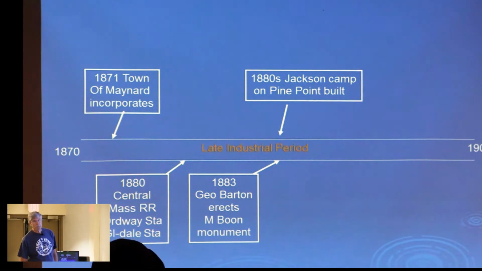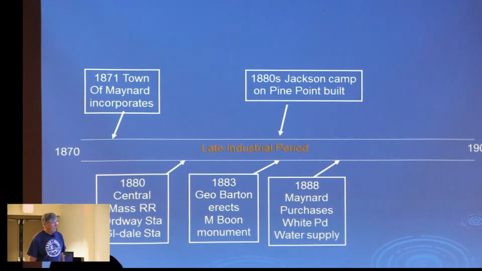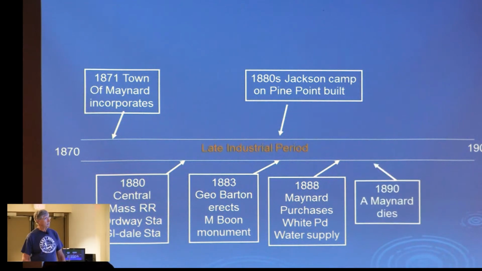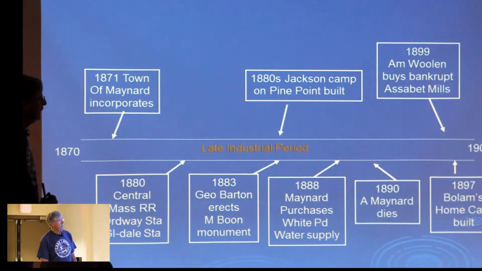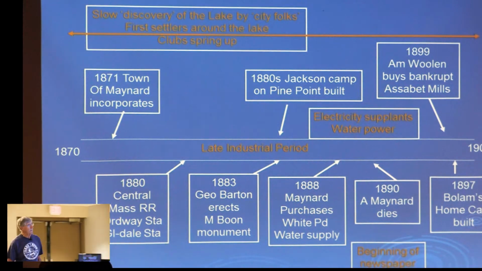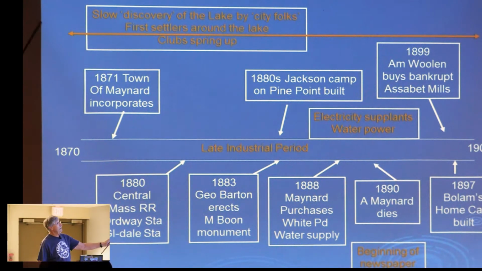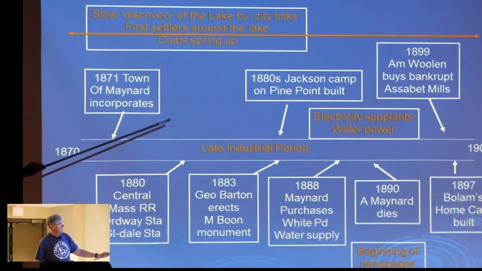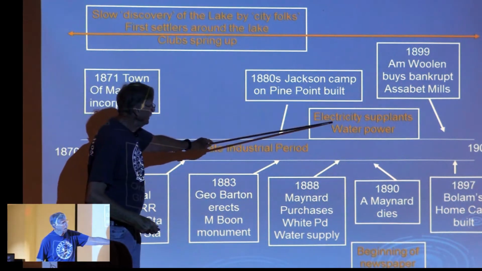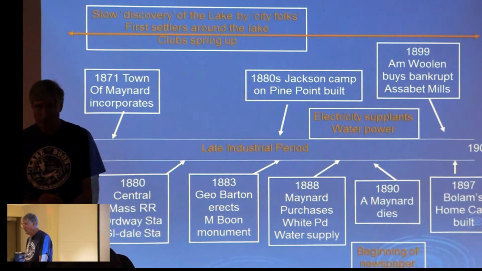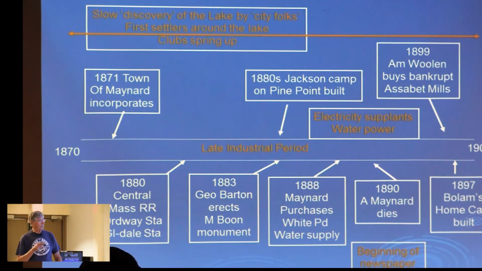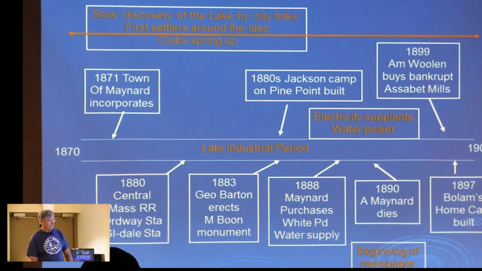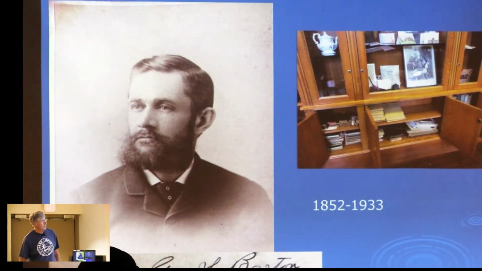Okay, Jackson Camp on Pine Point, early. Maynard. Amory Maynard goes away. Bolam's Home Cafe built. We have pictures of that, but next time. And American Woolen, turn of the century. Things beginning to happen. The lake is beginning to be discovered by city folks. Electricity comes in so that you really didn't need water power anymore. For that purpose, still used water, but for a different reason that we'll see. And beginnings of newspaper, and a lot of our records come from that.